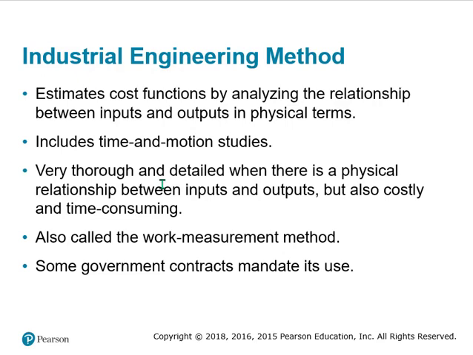So first, for industrial engineering, it estimates cost functions by analyzing the relationship between inputs and outputs in physical terms. So the things that are done are time and motion studies. They're very detailed when there's a physical relationship, but these are also very costly and time consuming. It's called a work measurement method, and sometimes a government contract will mandate these. The people that are being analyzed are generally not happy about it, okay? But it's another piece of the pie, so you do it just for the information that you get from it.